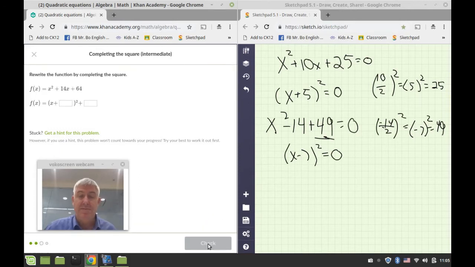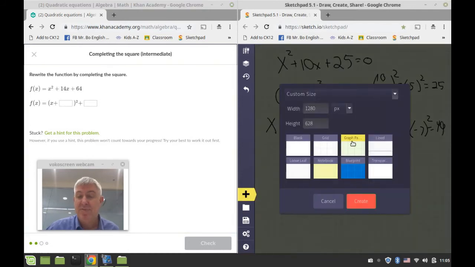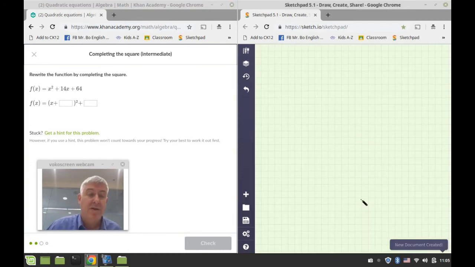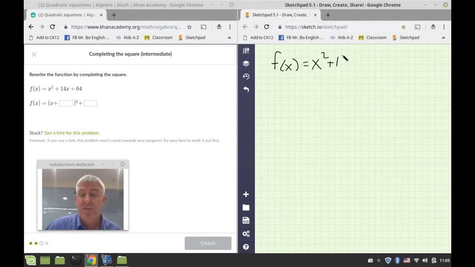Okay, so let's go ahead and get a new piece of paper. This one's going to be a little bit longer. All right, so rewrite the function by completing the square. So this is f of x is equal to x squared plus 14x plus 64. And we know we want our coefficient, the 14 from the x term, divided by 2 squared, which is 7 squared, which is 49. So we know we want 49 over here.